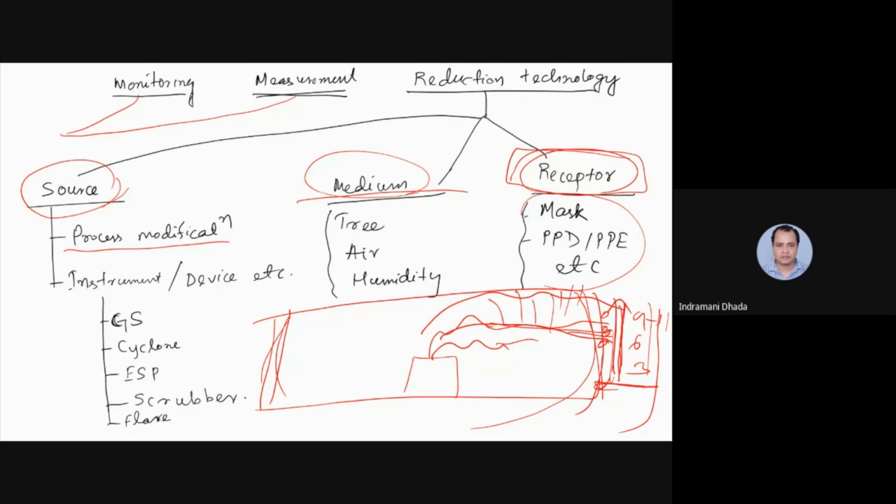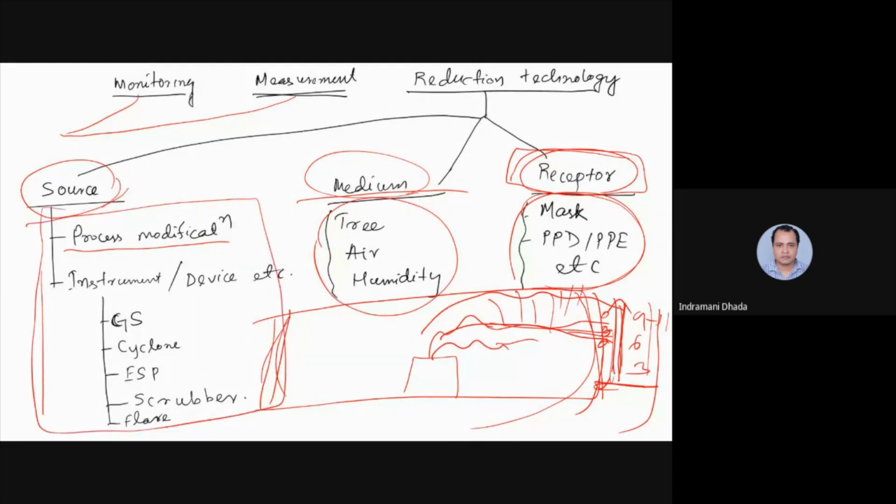Now, what we are doing in the medium is very difficult. At the receptor level, it is also very difficult. It is easy to control at the source. That is the thing which is feasible for us. So whatever technology we are using is basically source remediation.